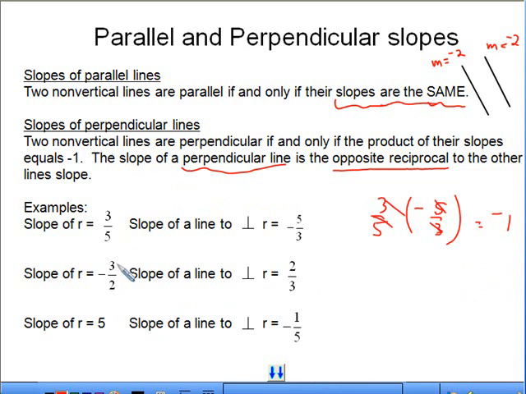So over here, let's say the slope of the first line is -3/2. The opposite reciprocal would be positive 2/3. Now if 5 is the whole number, remember you put a 1 underneath it, so the opposite reciprocal would be -1/5.